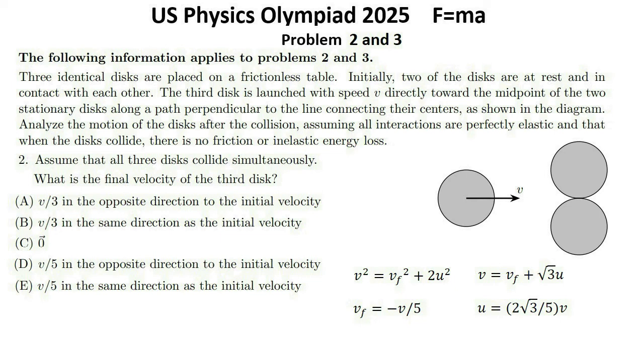Solving the system gives vf equals negative v over 5 and u equals 2 root 3 over 5 times v. This is the answer D. And that was the solution for problem 2.